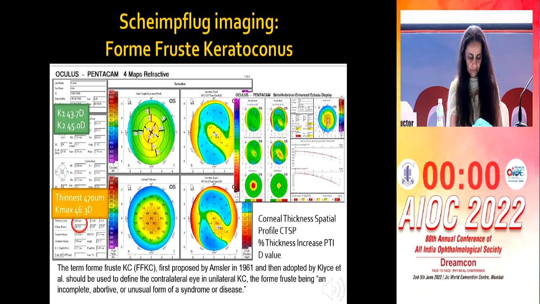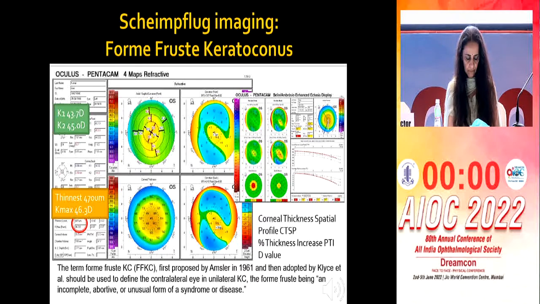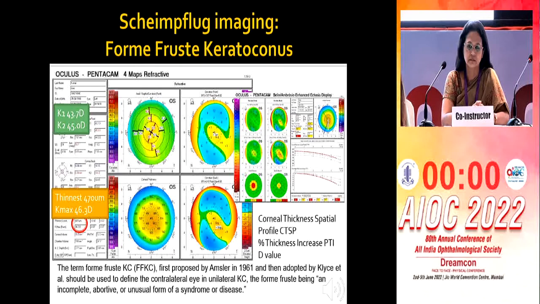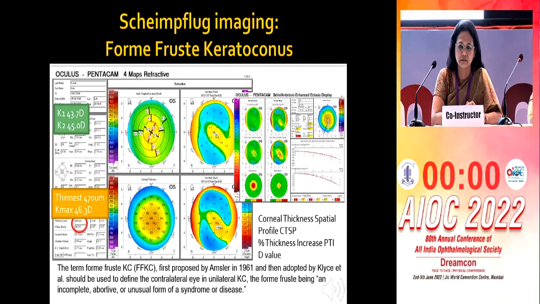If you look at the corneal thickness spatial profile as well as the percentage thickness increase, here again one of them is showing within the range, a little on the higher side of the two standard deviation range, and as you can see, the percentage thickness increase is dipping down below the 2 standard deviation limit.